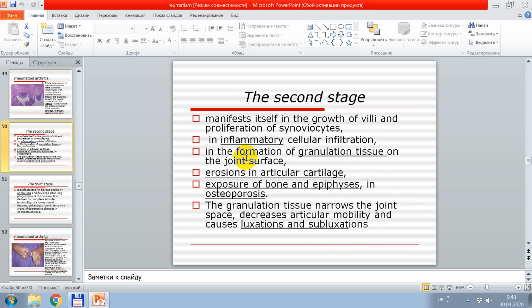The second stage manifests itself in the growth of villi and proliferation of synovitis, in inflammatory cellular infiltration, in the formation of granulation tissue on the joint surface, erosion of articular cartilage, exposure of bone and epiphyseal osteoporosis. The granulation tissue narrows the joint space, decreases articular mobility, and causes luxation and subluxations.